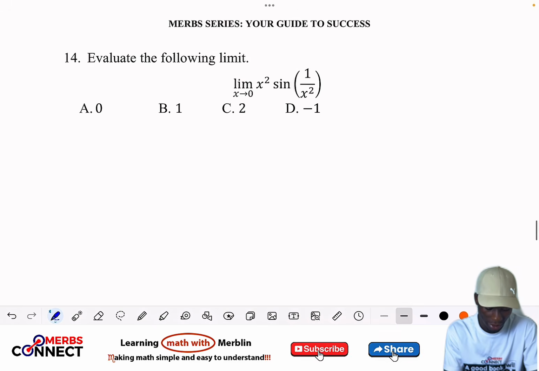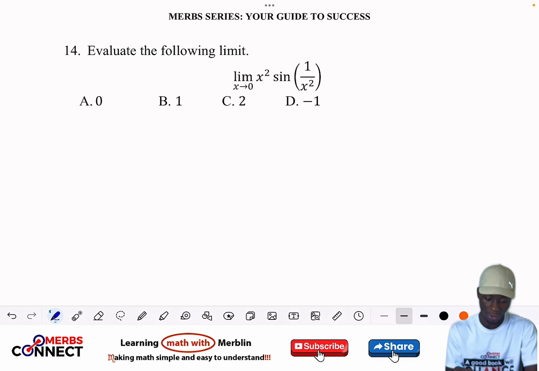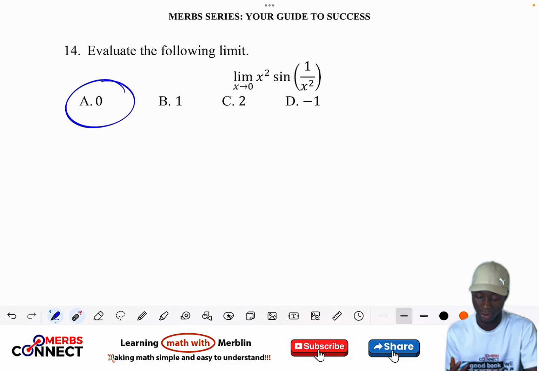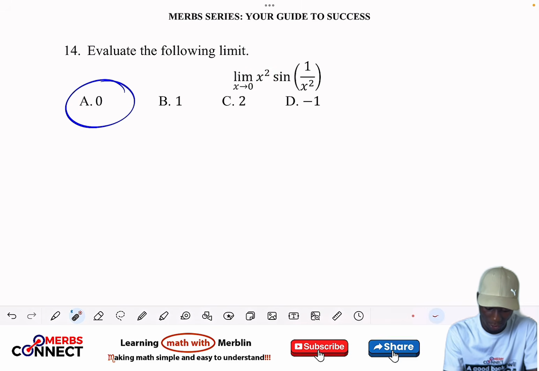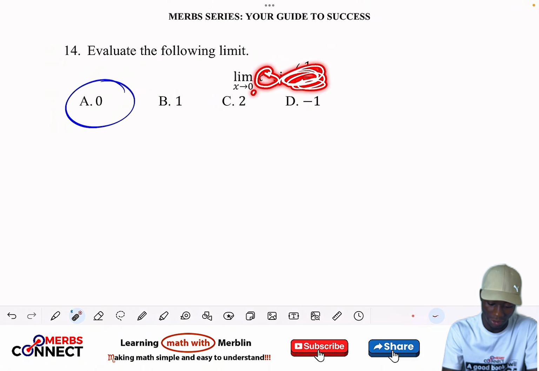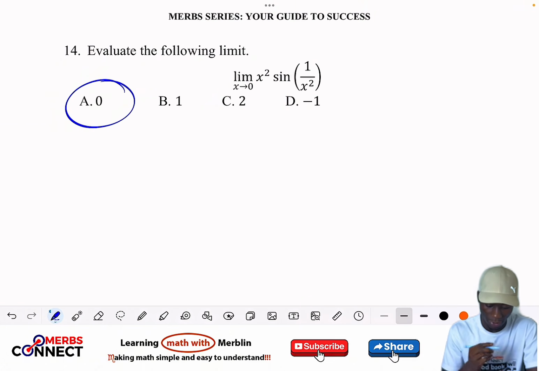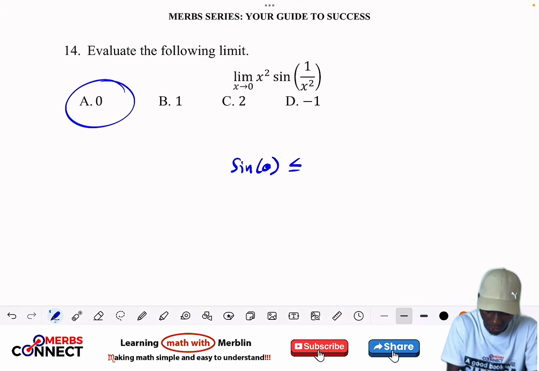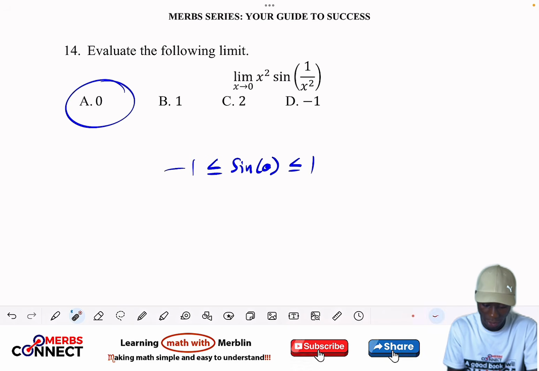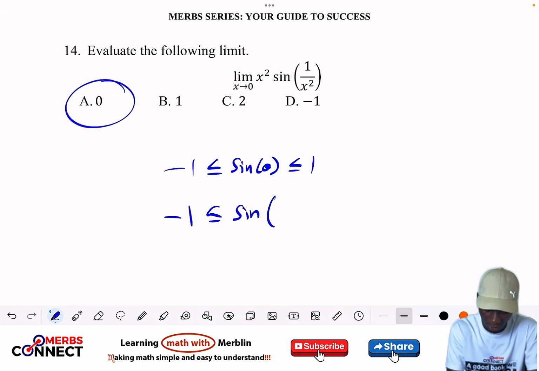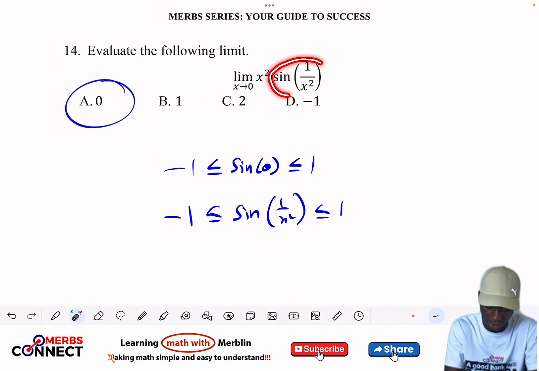We are almost done. Question 14, we need to use the squeeze theorem. This one I'm going to choose 0, because x is approaching 0. This is going to give us 1 and this is going to give us 0, so it is going to be 0. But we can set up the squeeze theorem. We know that sine theta is always between minus 1 and 1. So the angle does not matter. I can change theta to be 1 over x squared, which is the same as what is here.